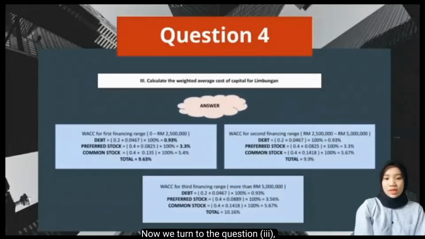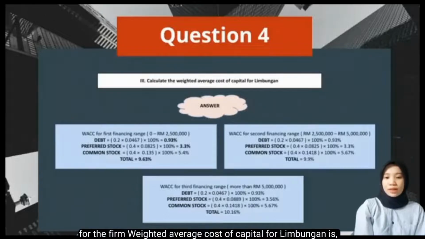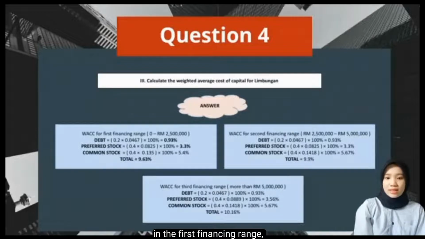Now we turn to the question Roman 3. For the firm, the weighted average cost of capital for Limbungan is, in the first financing range, the total WACC is 9.63%, while for the second financing range it is 9.9%, and the total WACC for the third financing range is 10.16%.